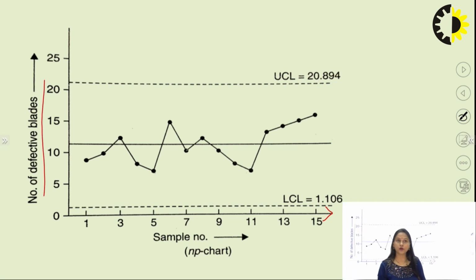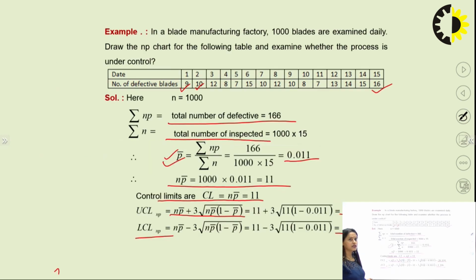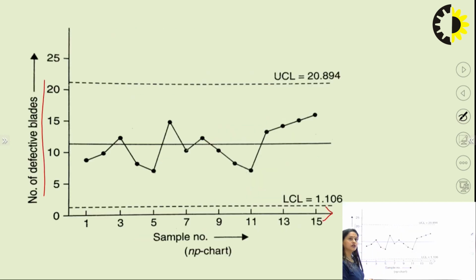The horizontal part is always for the sample number, and the vertical axis is always for the number of defective blades. Okay. So now how many samples are we having? 15, because we have examined blades from date 1 to 15. So this is 1, 3, 5 I have taken. Before plotting the samples, we will draw the upper control limit and lower control limit. As we can see, the number of defectives are 9, 10, 12 and so on up to 16. So we have drawn the graph in the same way, like 0 to 5, 10, 15, 20 and 25.